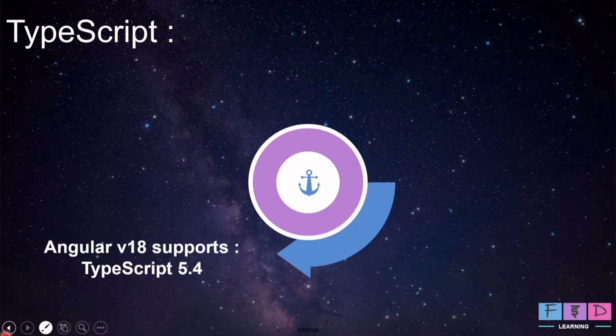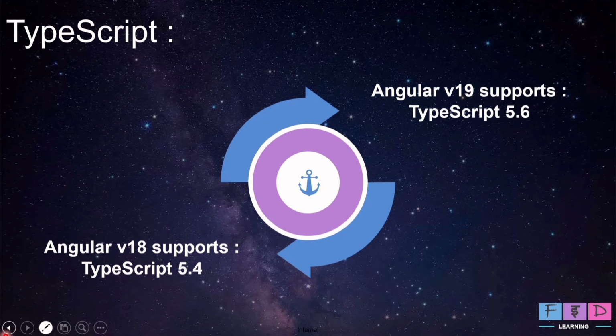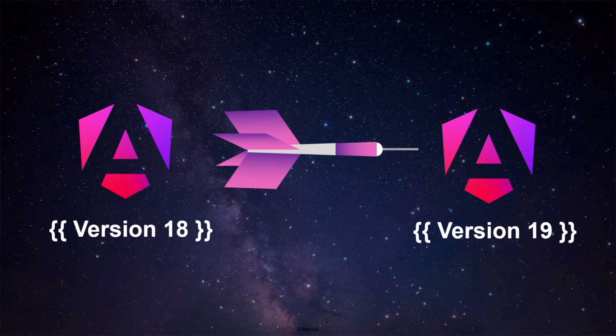Angular 18 previously supported TypeScript version 5.4, but Angular 19 now supports TypeScript 5.6. This means that we can use the latest version of TypeScript in our Angular applications, as TypeScript 5.4 is no longer supported. So far we have covered the updates in Angular 19, and now let's dive deep into the newly added features with practical examples in an Angular 19 project.